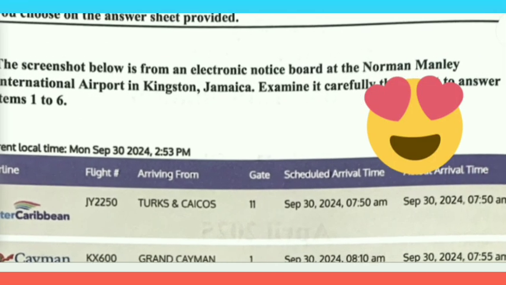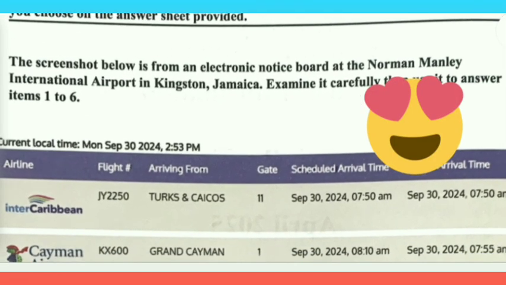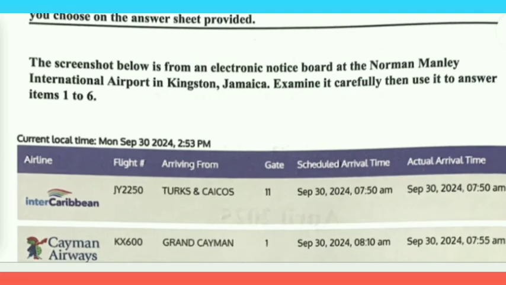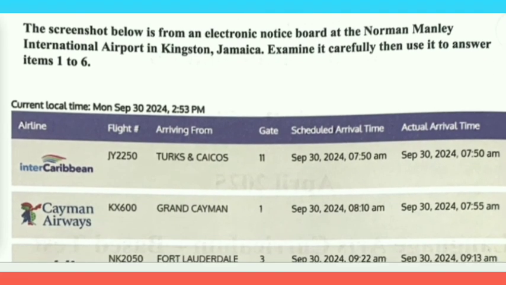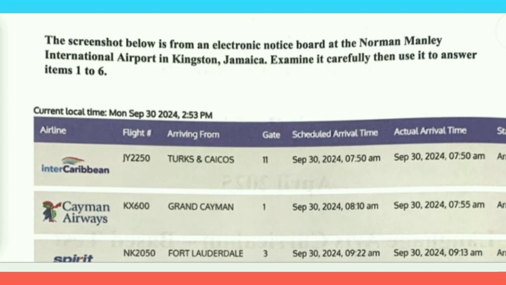I'm going to read from the instruction as it relates to answering the items. Now remember, we're working together. If you pick up any error, then feel free to comment.